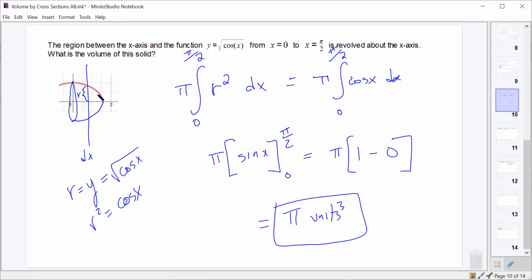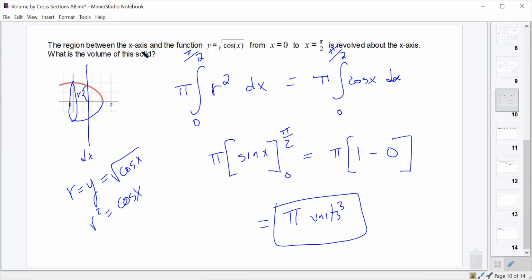If it's not fully pushed up against the axis, like if I was trying to revolve a region that looked like this around this axis right here, well, that's not going to give me a circle. It's going to give me a washer, a circle with a circle cut out of it. We'll deal with that too. But effectively, that's still a circle, right? It's a circle with a circle cut out of it.